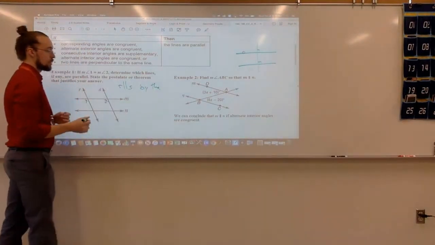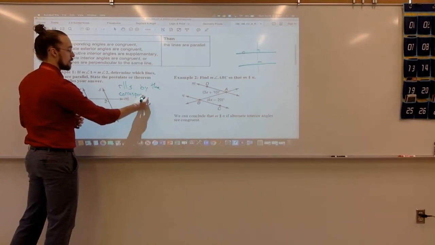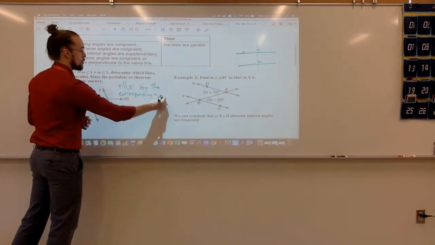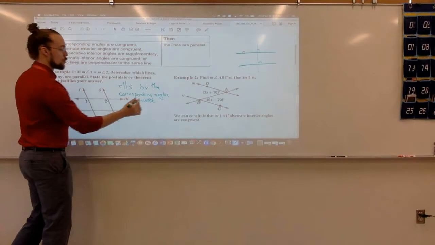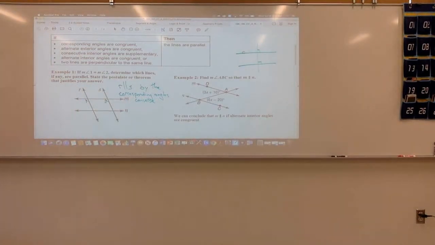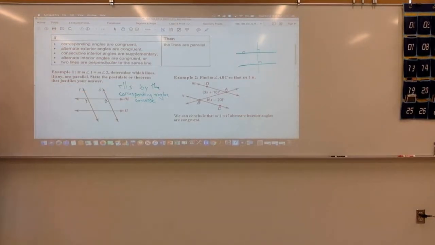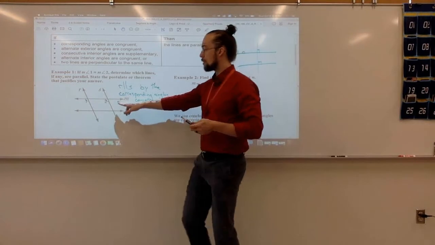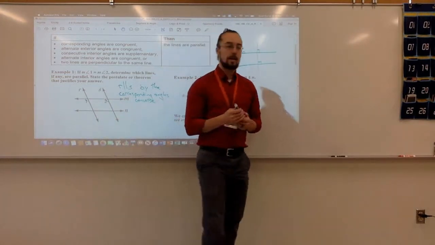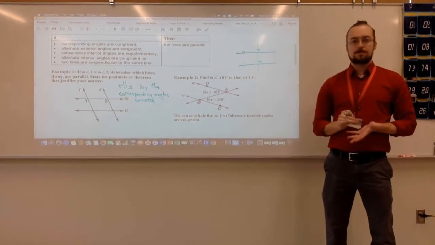Our postulate or theorem is the corresponding angles converse. When we're proving two lines parallel, we state the relationship between the angles that we have. We just tack on the word converse because we're flipping all of the statements that we had before. So these two lines are parallel by the corresponding angles converse. Are we okay with that?